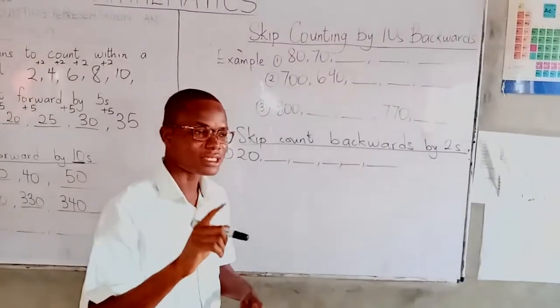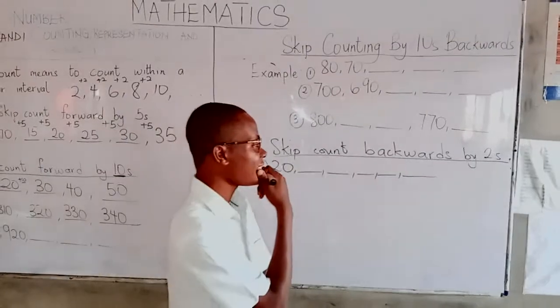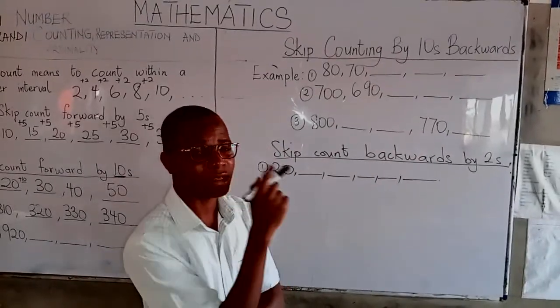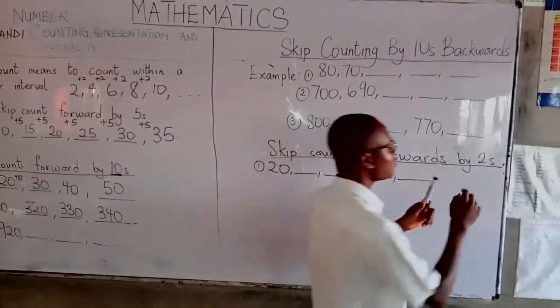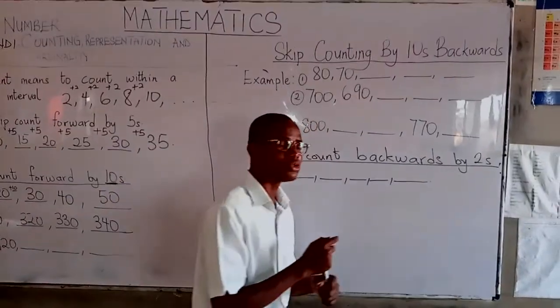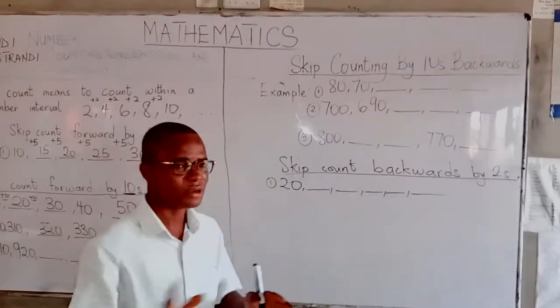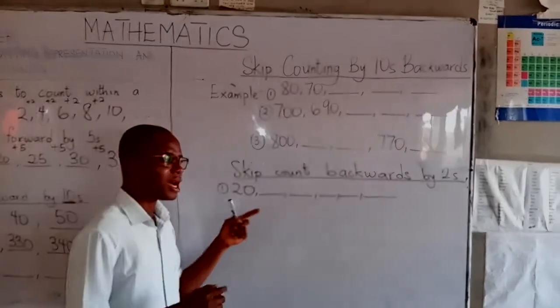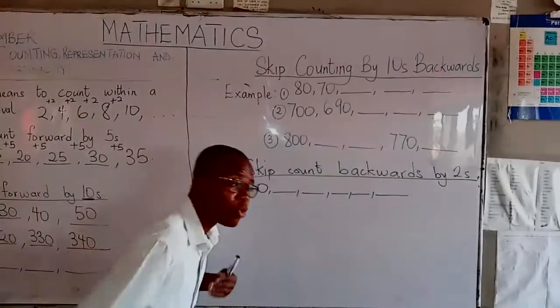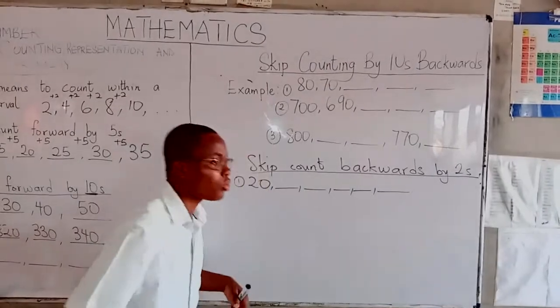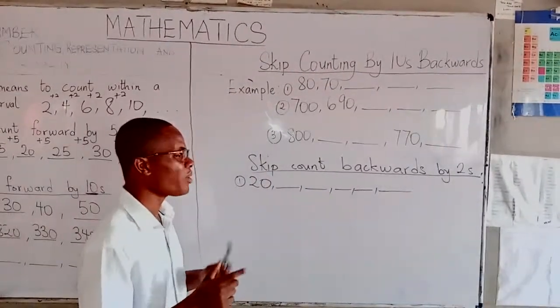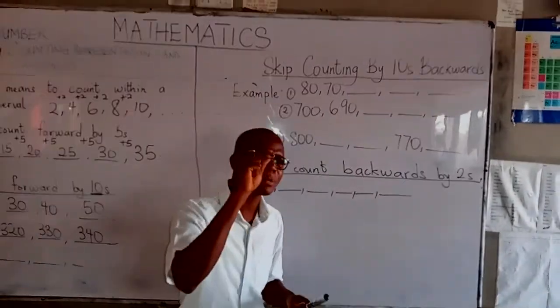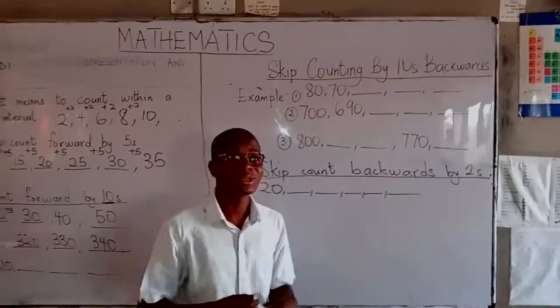Okay, so you know what? I've changed my mind. Let's decrease the number from 5 to 2. So I've changed it to 2. I want to make things very simple for us. So with 20, we are skip counting backwards by 2. So what we are going to do is we are going to subtract, or better still, take away.